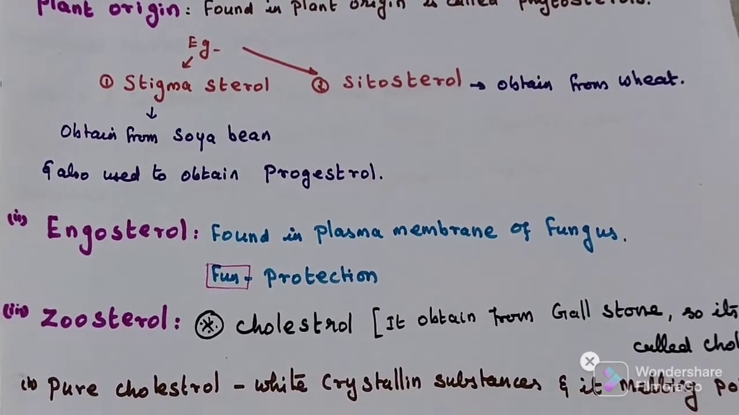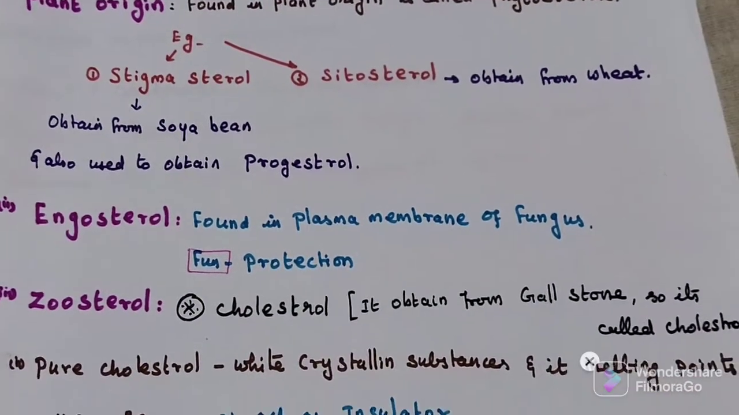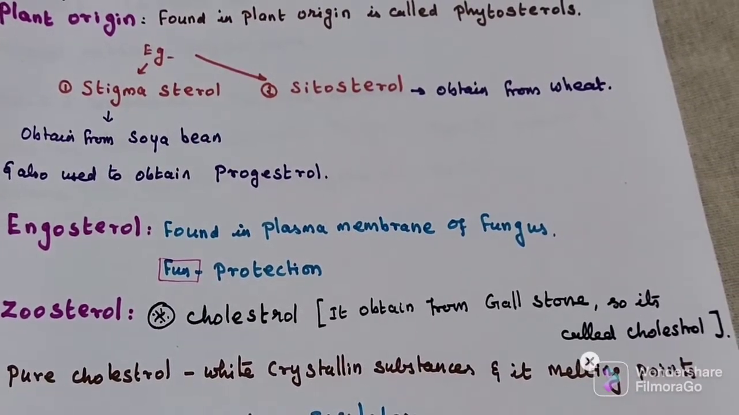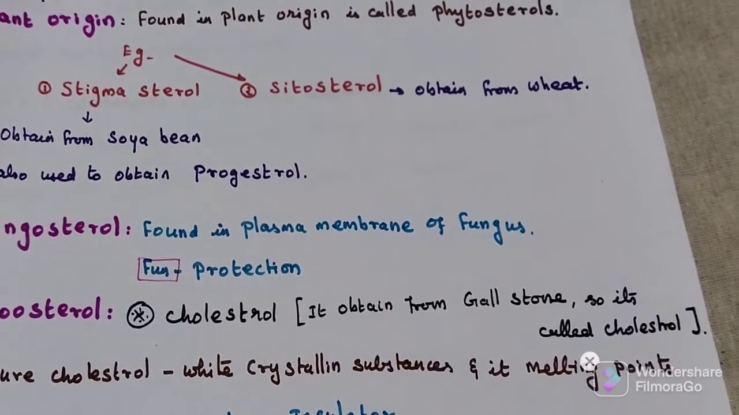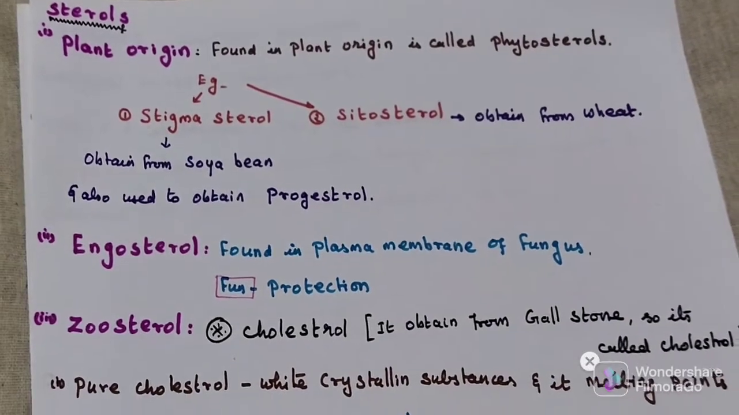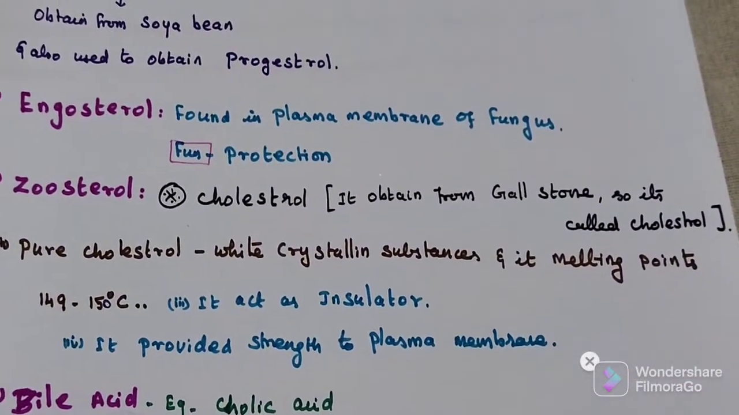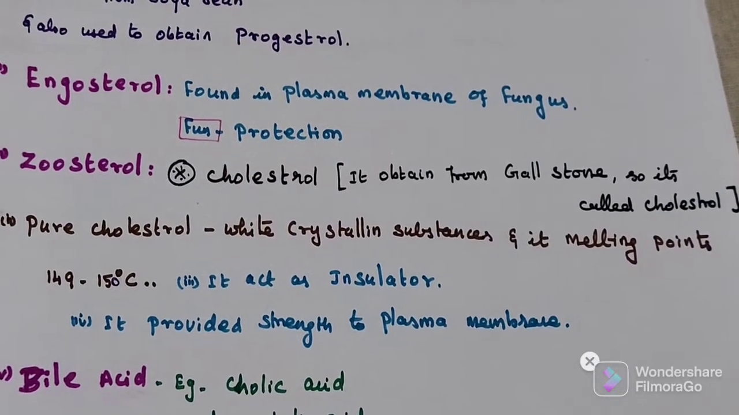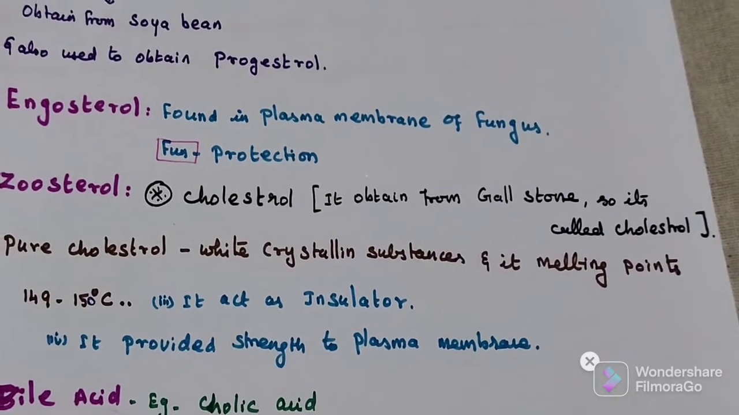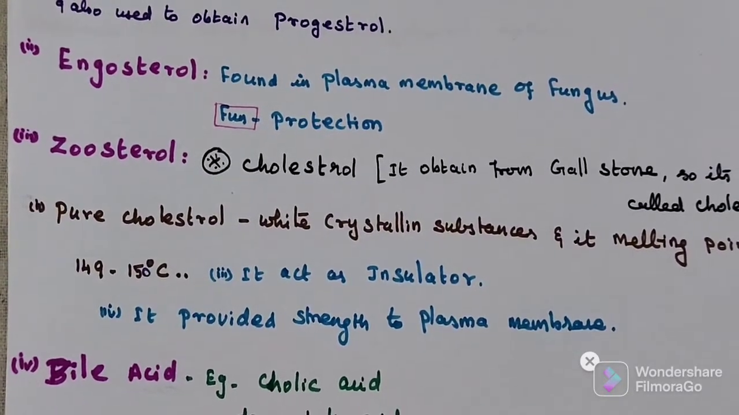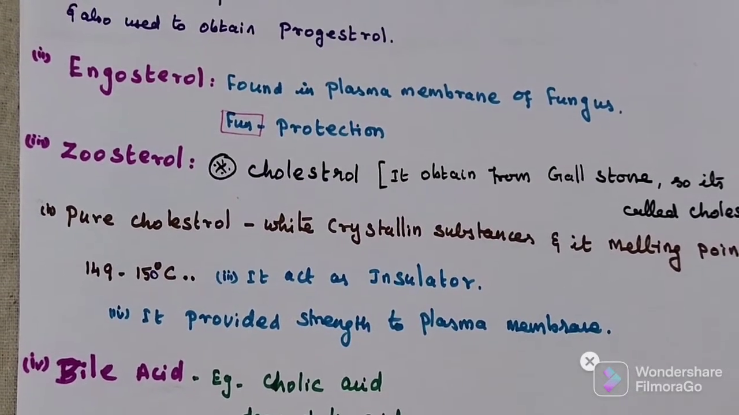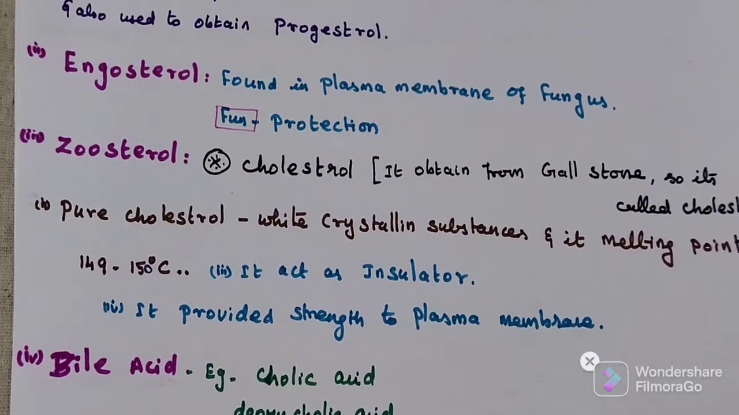The most important zoosterol is cholesterol. It was originally extracted from gallstones, so it is called cholesterol. Pure cholesterol is a white crystalline substance with a melting point of 149 to 150 degrees Celsius, and it acts as an insulator. So these are the properties of cholesterol.